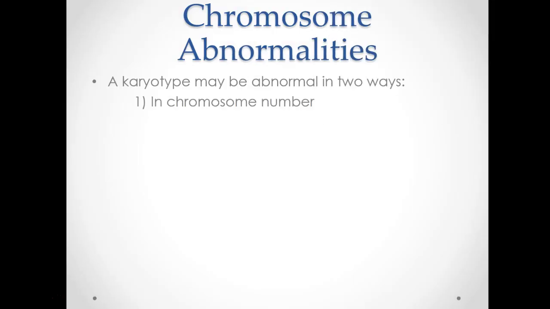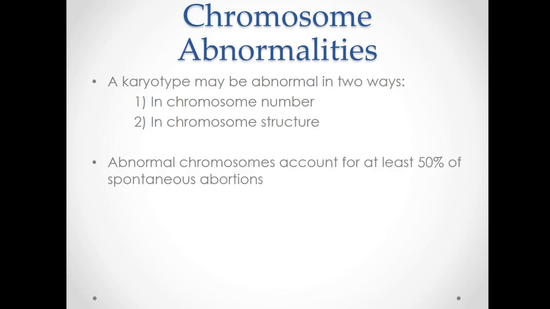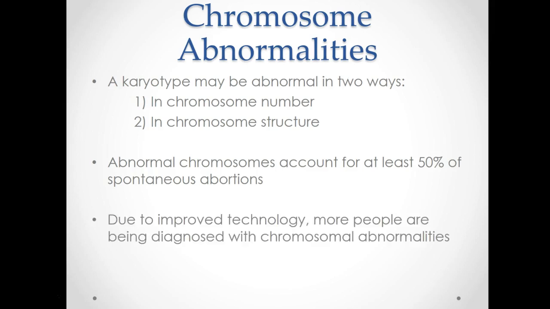A karyotype can be abnormal in 2 different ways: chromosome number and chromosome structure. As it turns out, abnormal chromosomes account for at least 50% of spontaneous abortions. By that we mean miscarriages. So if a woman miscarries, half the time that's due to something wrong with chromosomes. Too many chromosomes, too few chromosomes. There are a whole host of reasons that can occur.